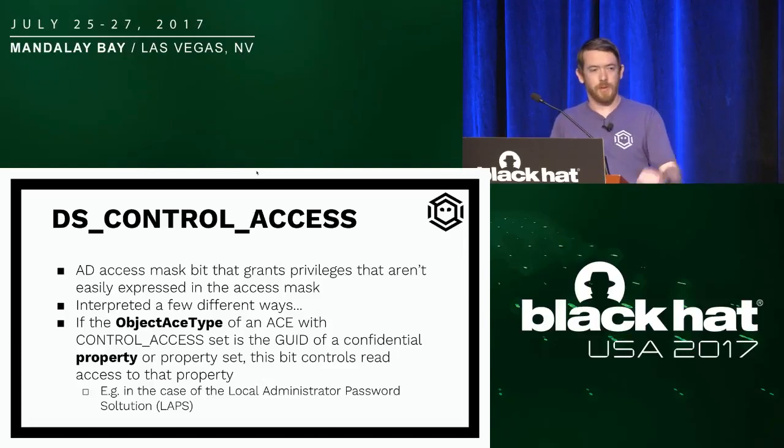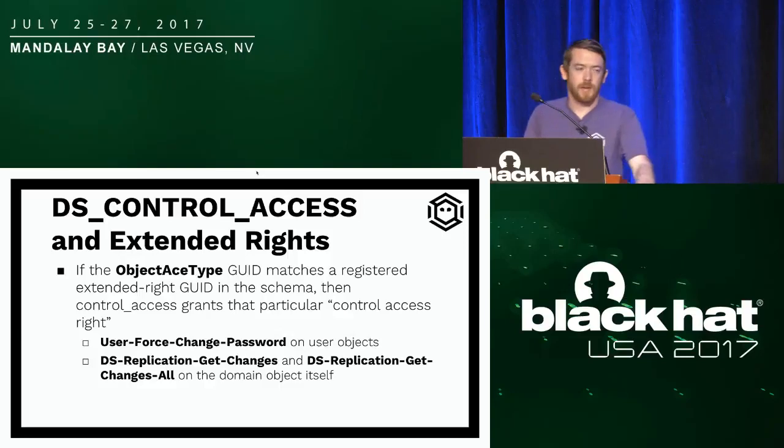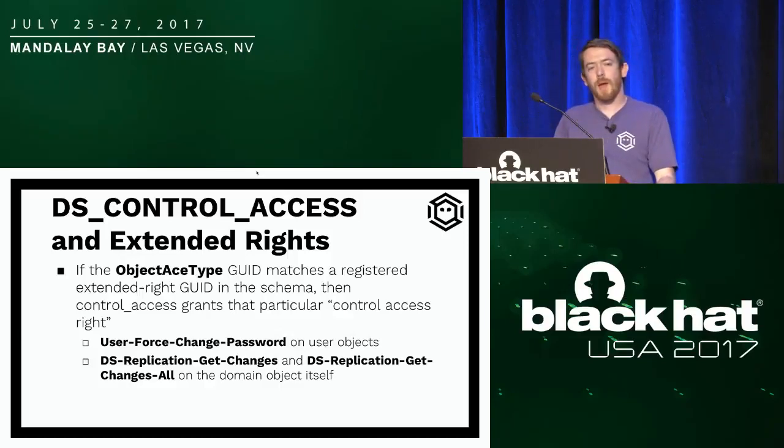All right, so hopefully it makes sense, right? It's not too crazy. The second way is if the object ACE type is a GUID that's mapped to an existing extended right in the forest schema, then a specific granular right in Active Directory, and this is specific just to Active Directory, then a specific extended right is granted.